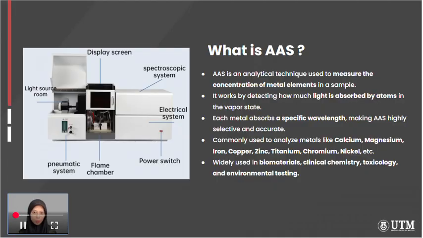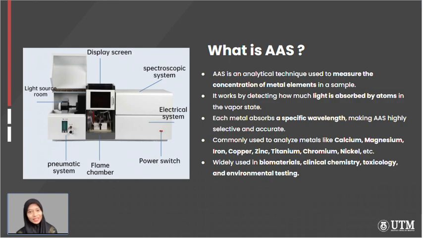Atomic absorption spectroscopy, or AAS, is an analytical technique used to measure the concentration of metal elements in a sample. AAS works based on a very simple idea. Every metal atom absorbs light at its own unique wavelength. By measuring how much light is absorbed, we can determine how much of that metal is present. AAS is widely used to detect metals such as calcium, magnesium, iron, zinc, copper, titanium, chromium, and many others. It is known for being accurate, selective, and relatively easy to operate.